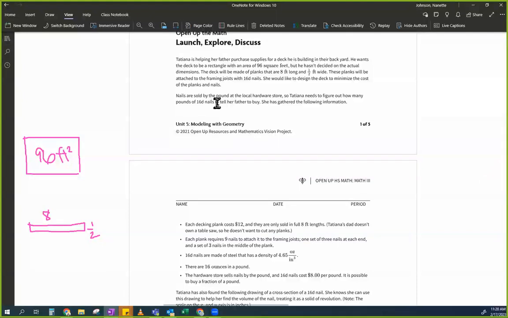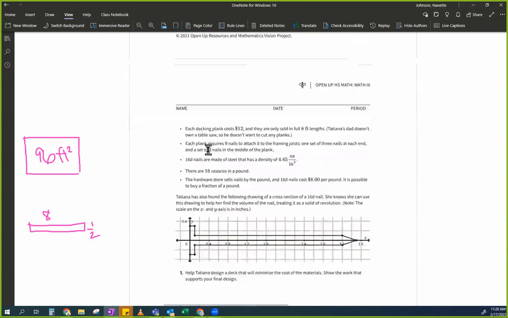Nails are sold by the pound at the hardware store. So Tatiana needs to figure out how many pounds of 16D nails to tell her father to buy. She has gathered the following information. Each decking plank costs $12. So I'm going to write that down. Give me a second. I'm just going to continue reading, and they are only sold in 8-foot lengths.